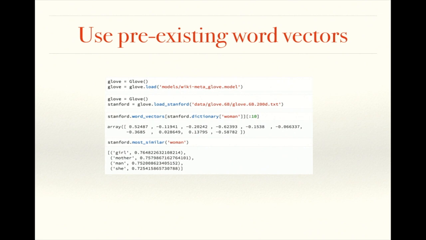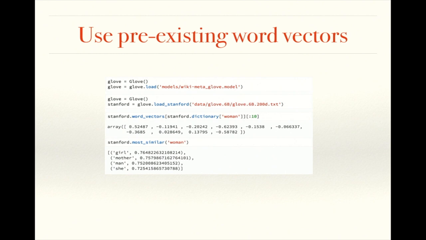So when we say here Stanford dictionary and woman, we get the index, because the output of the GloVe algorithm is a huge matrix of number of vocabulary times the number of dimensions. So if you want to look for a word, you input that word to this dictionary and it will give you an index as to where it will be found in that matrix. So this is what this line is doing. It's just a snippet of the 200 dimensional vector that I'm showing there. And then you can use this nice function that they have, most similar.